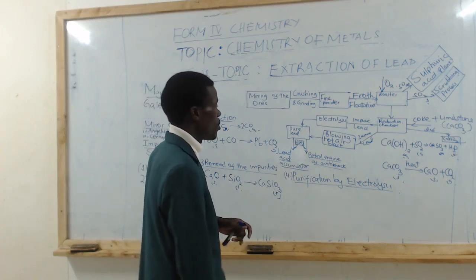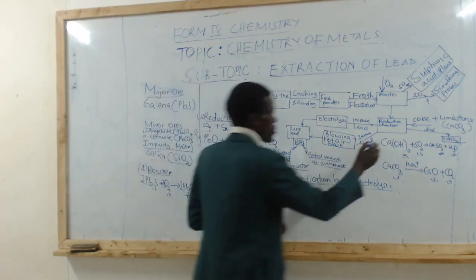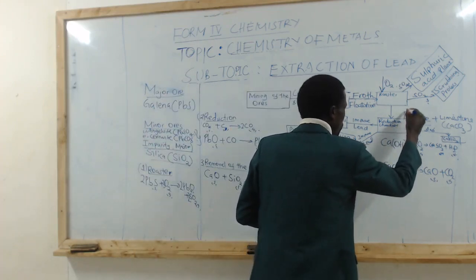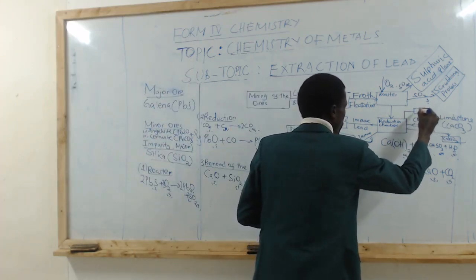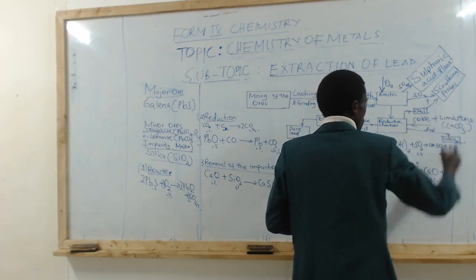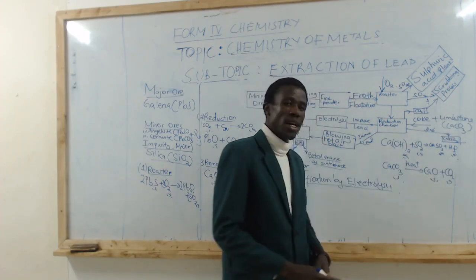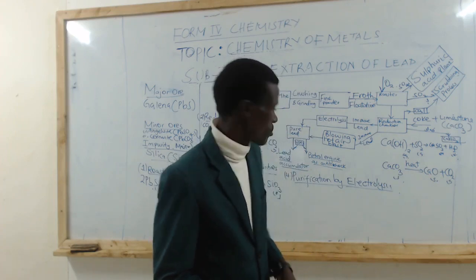So carbon dioxide gas is also produced. And remember, carbon dioxide gas is also an acidic gas and therefore should be used in the scrubbing process whereby it reacts with calcium hydroxide to form calcium carbonate.